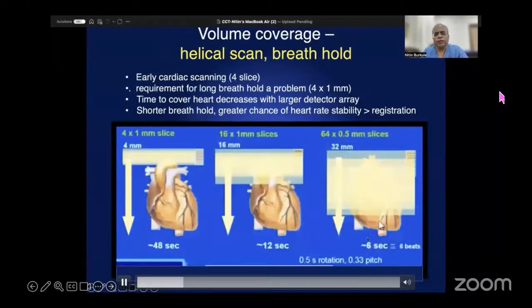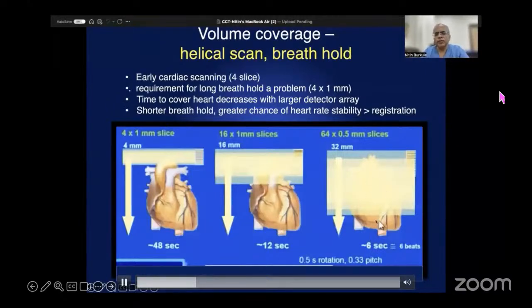So this is again, we are keeping it in perspective that if we are using four slice CT versus 16 slice CT versus 64 slice CT, and this is the distance that we have to cover from the base to apex. And if we are using the helical scan with a pitch of 0.33, and if your gantry rotation time is 0.5 seconds, then it would have taken 48 seconds for 4 slice. It would take 12 seconds for 16 slice. It just takes 6 seconds or 6 heartbeats for 64 slice.